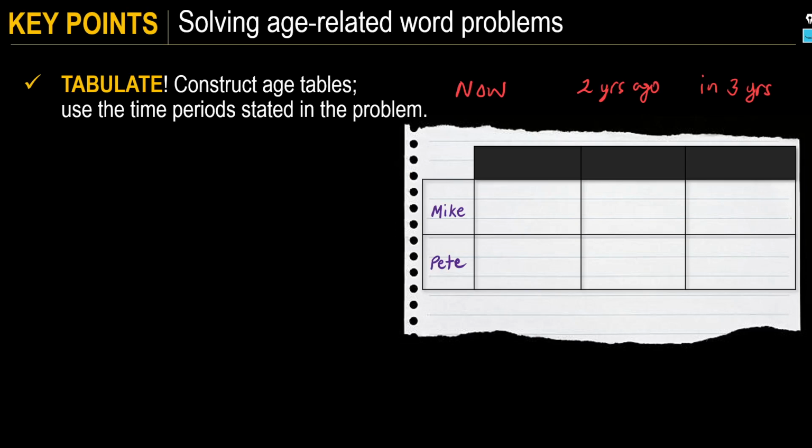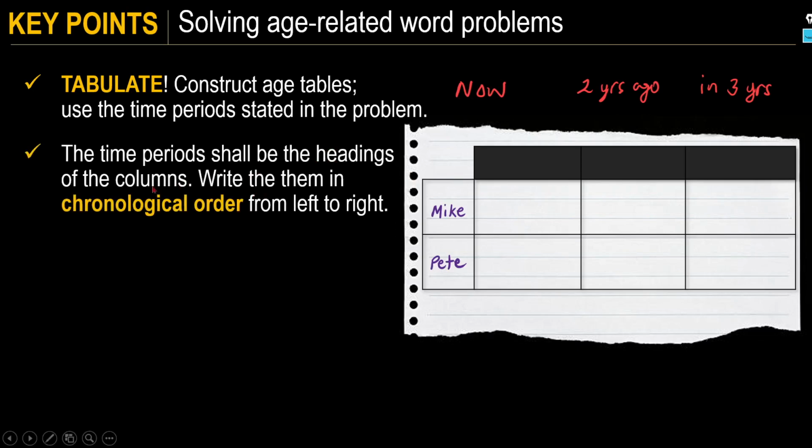And be careful about this, of course. When you write your time periods as headings of your columns, it is advisable, not required, advisable lang, no? That you write them in chronological order. Meaning, nasa left yung nasa past, papunta sa right, of course. Much like how a number line works. So in this case, it should look like that. Mauna yung past 2 years ago, then the present, then the future.